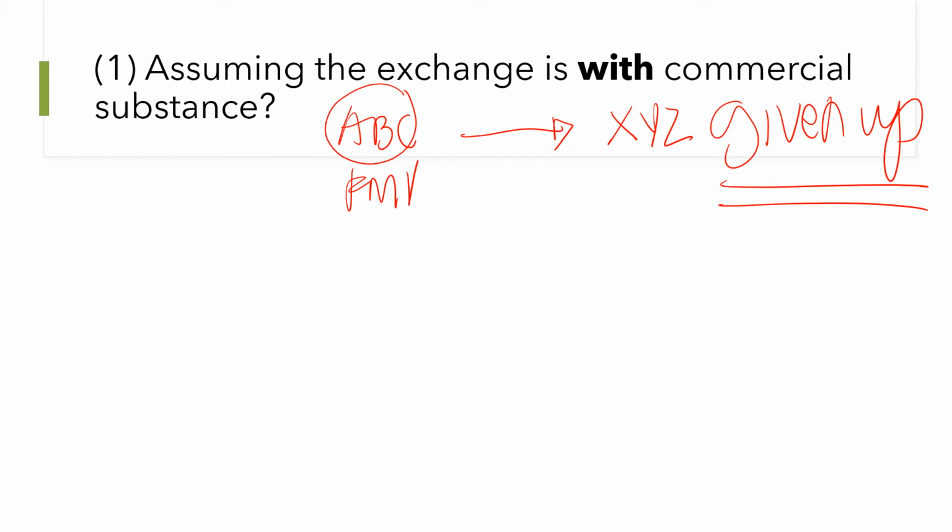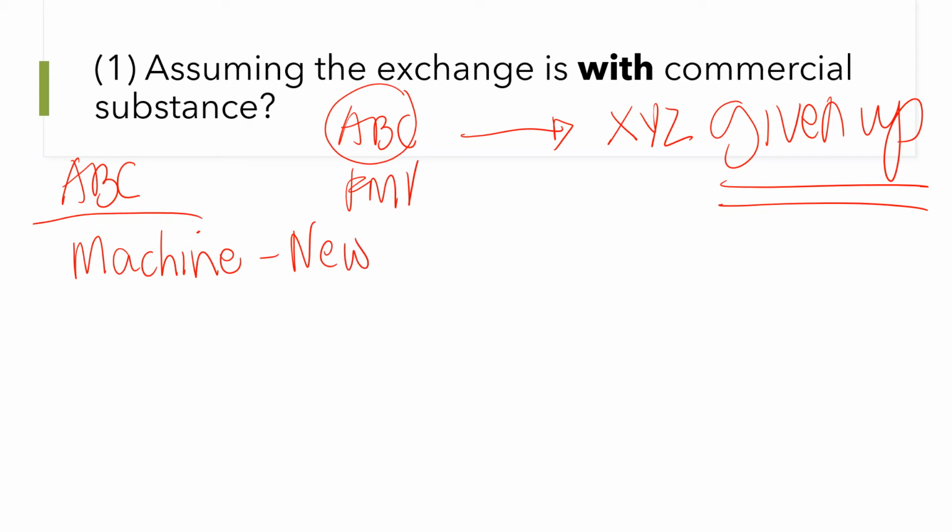How is that done? Let's look at the information. For ABC, take note, this is on the books of ABC. The entry there is, ABC will debit machine. So, this is new. The new machine is the asset received from XYZ. As I said earlier, it will be measured at the fair market value of the asset given up. Why fair market value? Because there is commercial substance. Now, it will be adjusted by the cash payment.